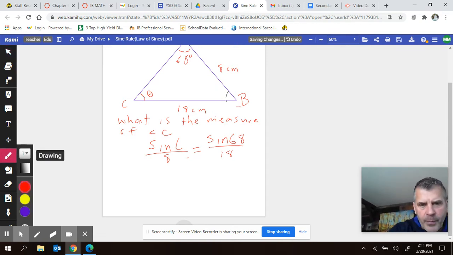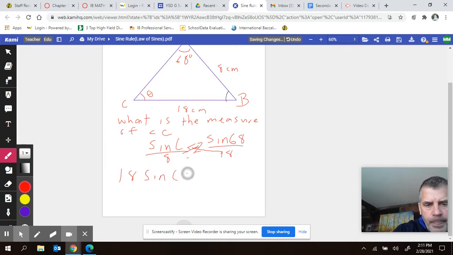All right, so here's what I mean. We're going to cross multiply. We're going to take 8 multiplied over there. We're going to take 18 multiplied over here. So we end up with this: 18 sine C is equal to 8 sine 68. Again, make sure that your mode in your calculator is set to degrees.